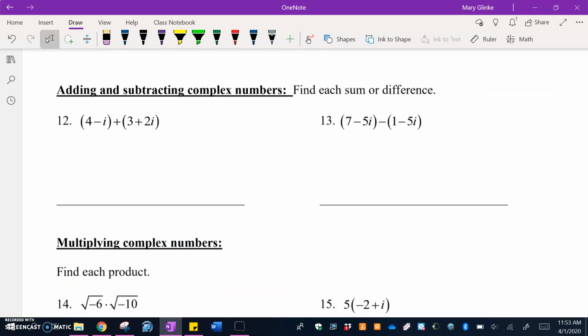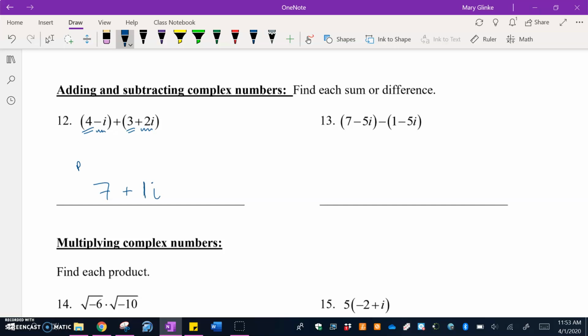Complex numbers can be added, subtracted, multiplied, and divided. Looking at this, what we're going to do is add the real parts and the imaginary parts in order to simplify this. So the real parts are the parts without the i's. 4 plus 3 is 7. The imaginary parts are the parts with the i's. We combine those together. Negative i plus 2i is 1i.